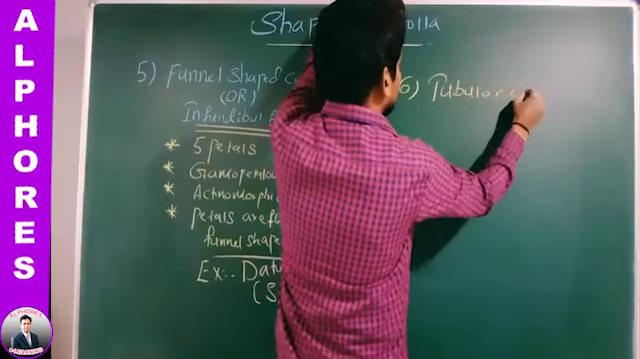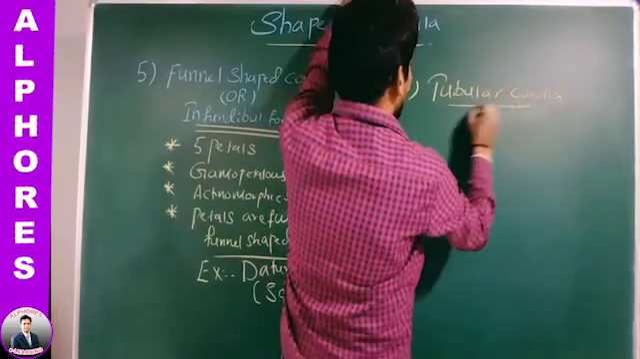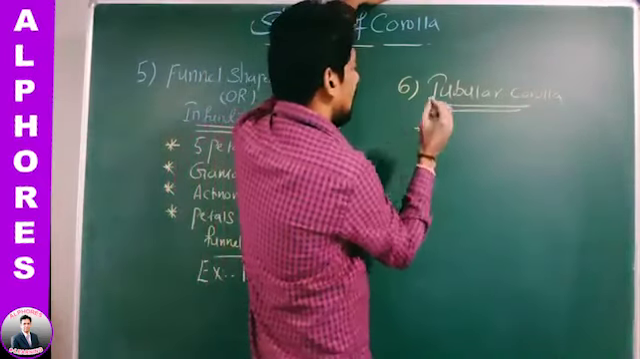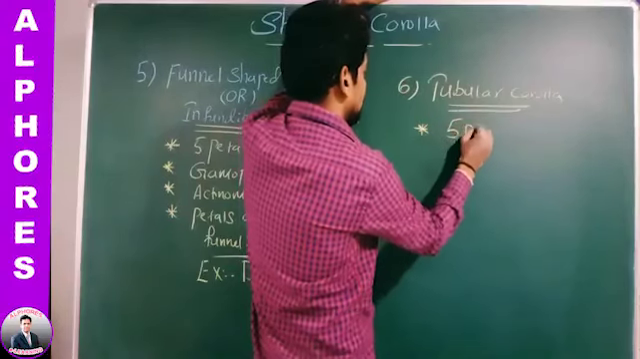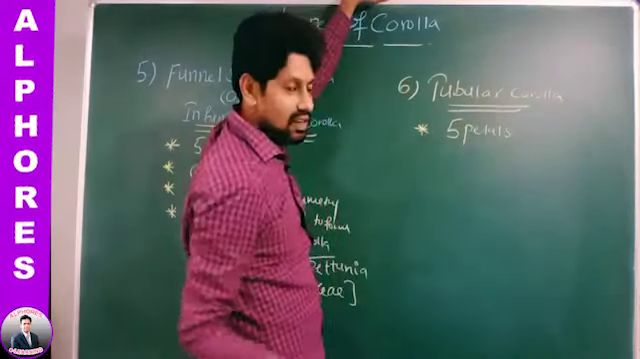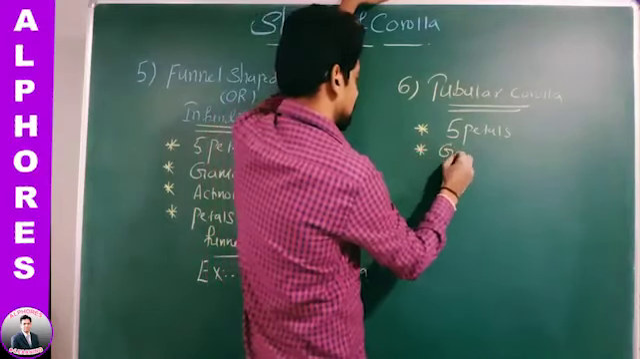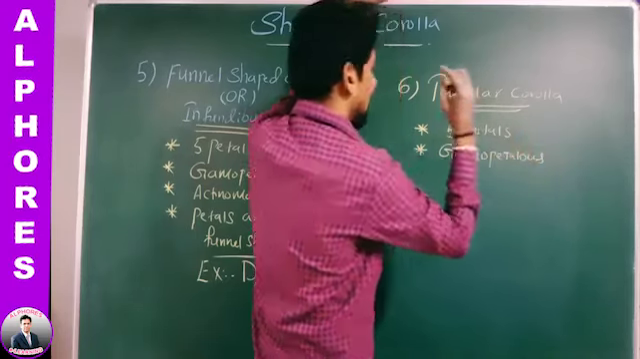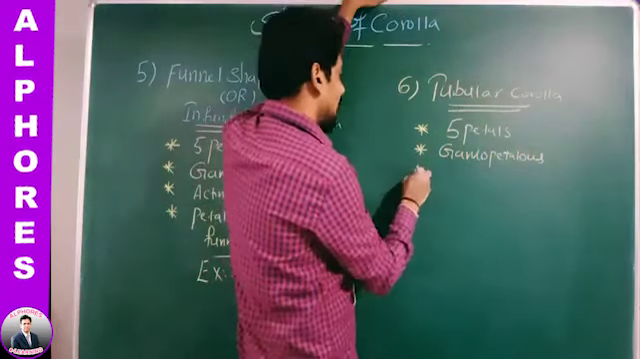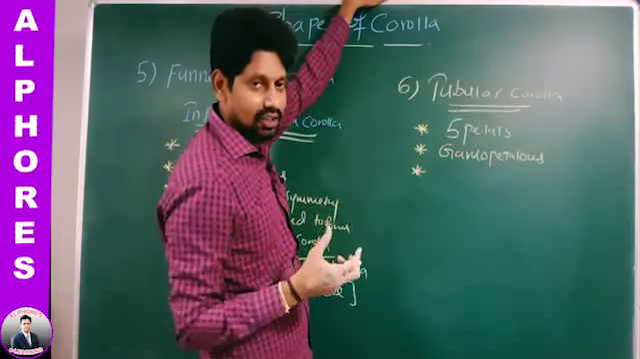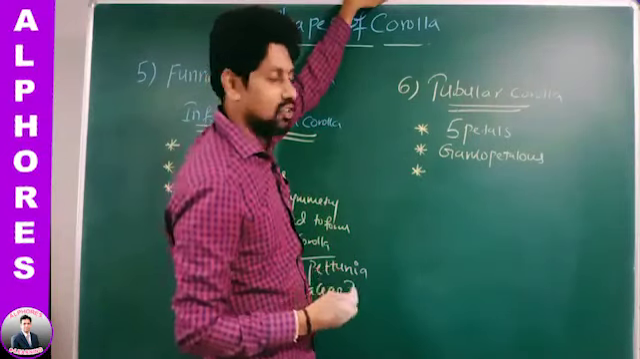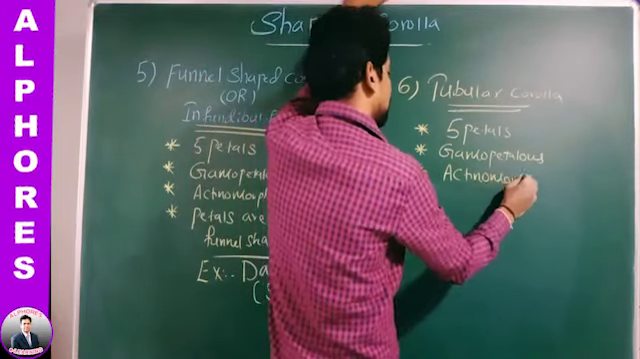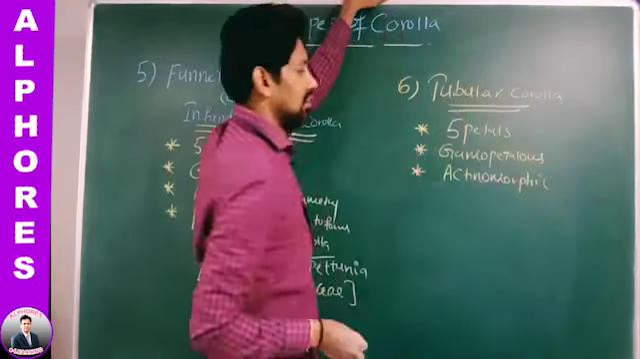Tubular corolla. Corolla is tube-like. Here also 5 petals are present, and these 5 petals are fused. Therefore, gamopetalous condition. This tubular corolla is shown by a flower which shows actinomorphic symmetry.